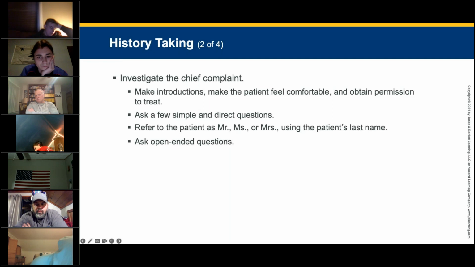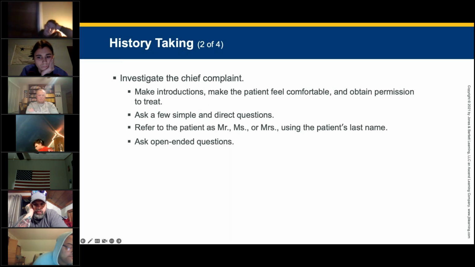Ask simple and direct questions. There are some patients who are only going to answer what you ask. There are other patients where you're going to ask them a simple question and you're going to get a half-hour long story about their entire life. Simple, direct questions, so they'll give you a simple and direct answer.